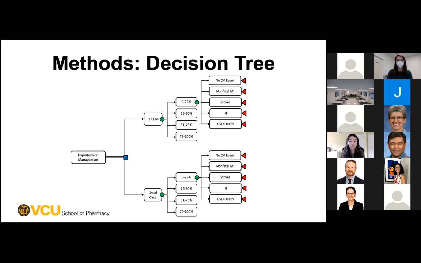And then within each hypertension management program, there's a probability that the patient will fall within one of the 4 ranges of TTR for systolic BP. And then within each range, there's a probability that the patient will experience one of the CV outcomes. The green circle is a chance node, and it indicates that the events to follow are probabilistic events that are not under the control of the decision maker.